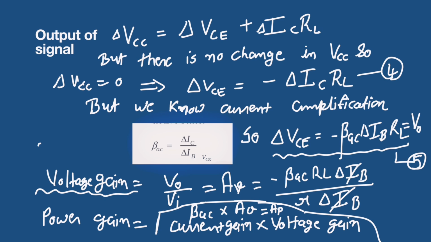And now we are going towards voltage gain. Voltage gain is equal to output voltage by input voltage. It is denoted by AV. AV is equal to minus beta AC into RL by Ri. And power gain is equal to voltage gain into current gain, that is beta AC into AV, denoted by AP. And we get power gain because beta AC and AV both are greater than 1. So this is how transistor works as an amplifier. If you feed signal, it will get amplified, so intensity will be increased.